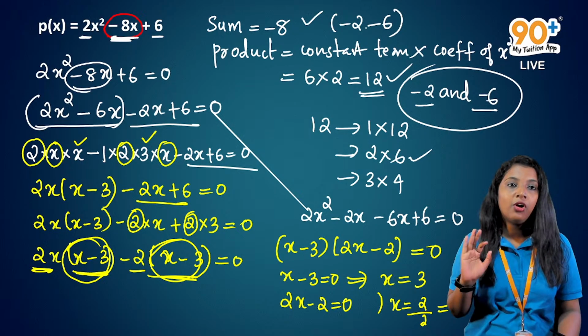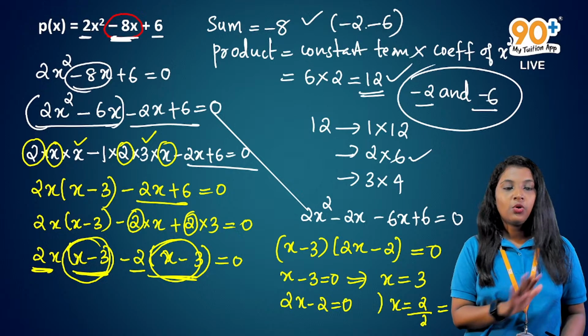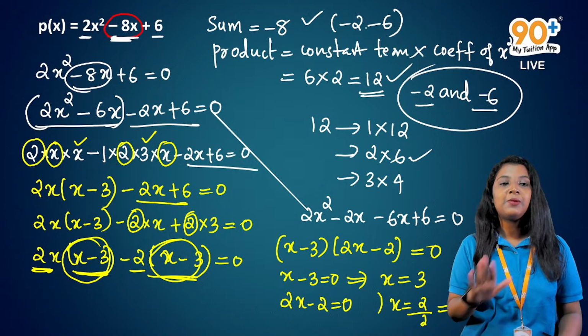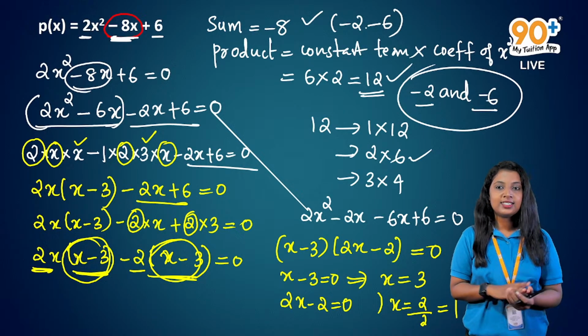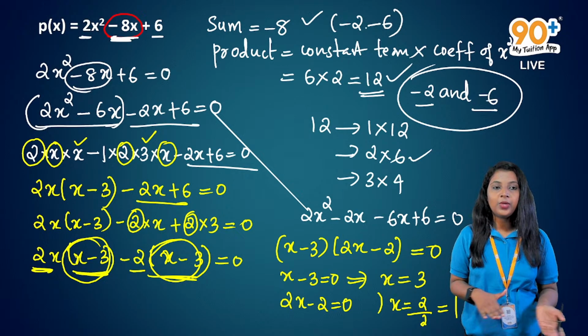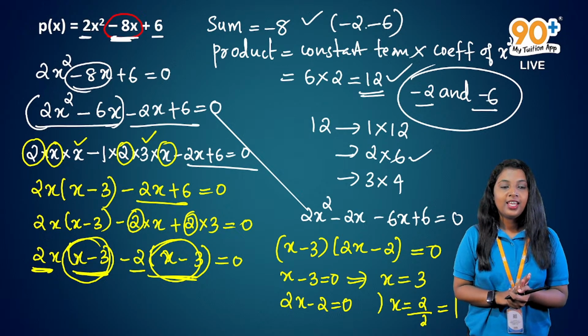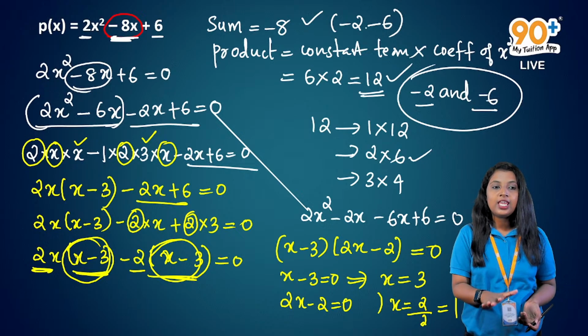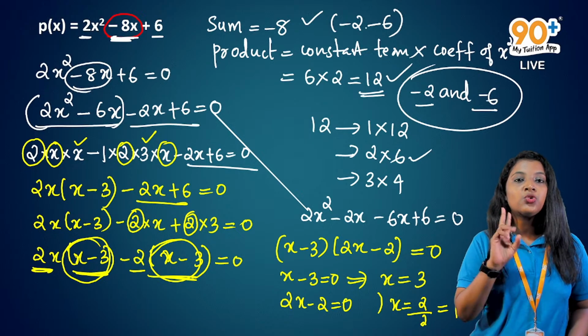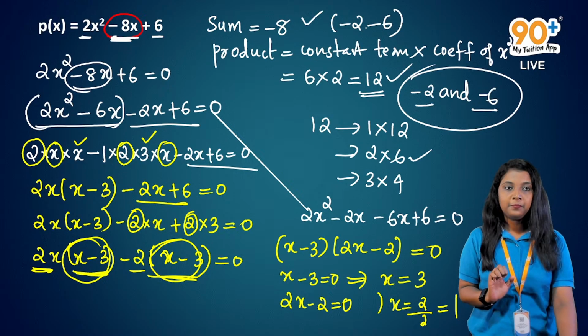Okay, we will solve more questions like this in the coming classes. Don't worry. If you are still confused about splitting the middle term, we will discuss this in the coming classes. Please don't worry. So here x is equal to 3 and x is equal to 1 will be the two zeros of this polynomial.